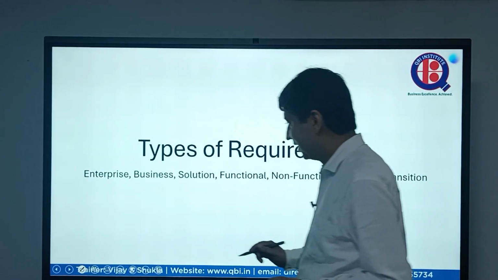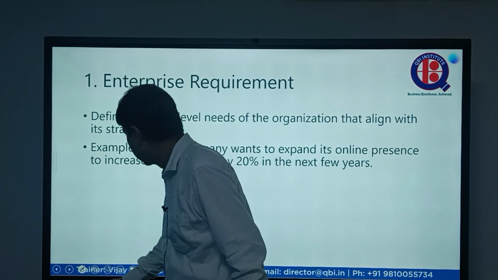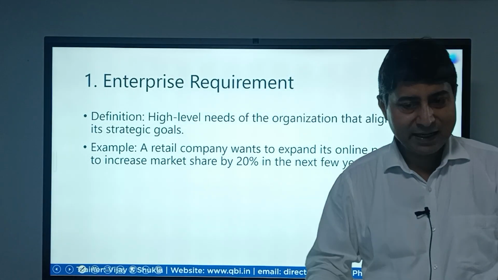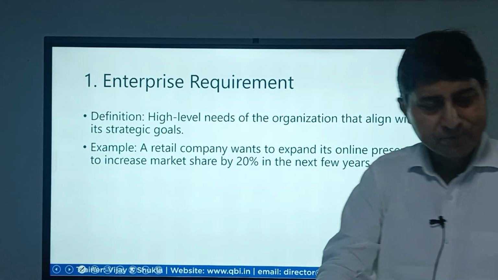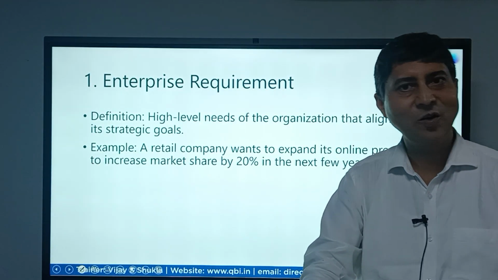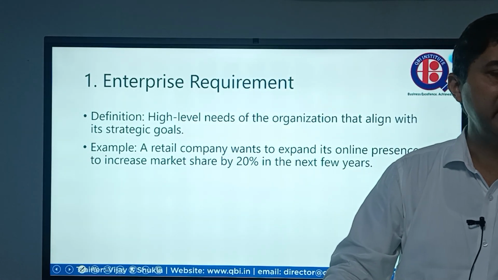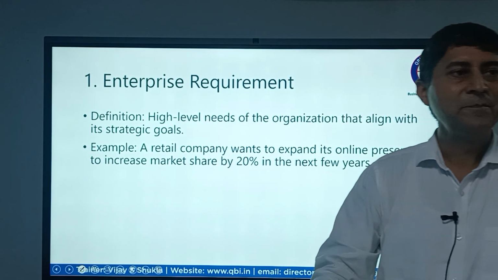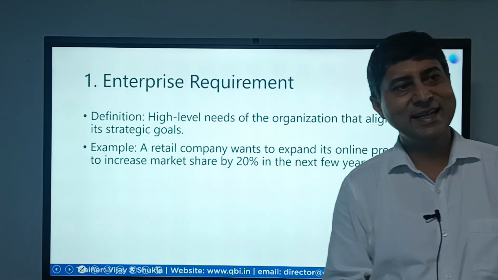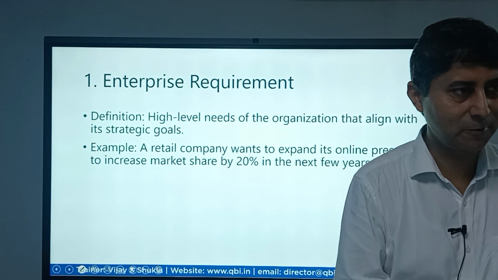So let us start with enterprise requirements. So what is an enterprise? Enterprise is basically the organization or the client organization or the end organization for which this software is being made or developed, or where this software is going to be utilized. It is not necessary that this software will be utilized in all the departments of this enterprise.